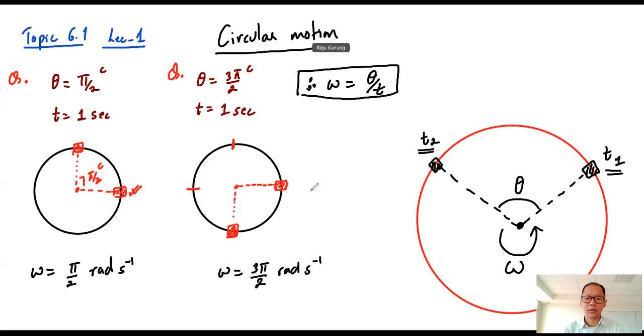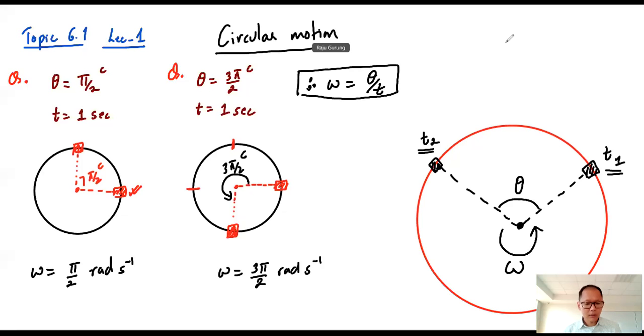The faster it's spinning. This is something that you have to understand. The angle covered here is 3 pi over 2 in 1 second. So omega, or the angular speed, is the measure of how fast it is traveling in a circular motion. The bigger the number, the faster it is spinning or rotating. So that's it for angular speed.